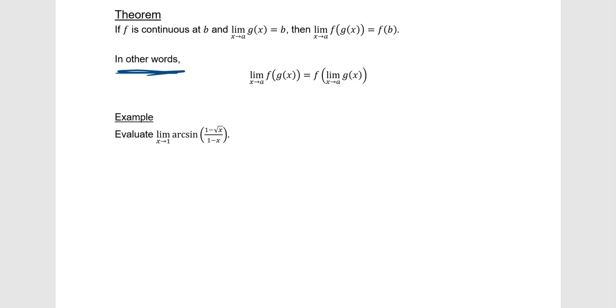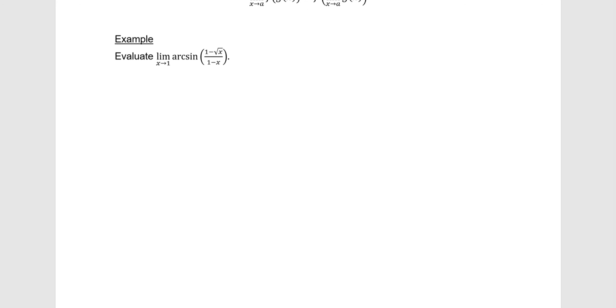In other words, if we're doing the limit of a composite function, f of g of x, as x approaches a, what we can do is we can essentially bring that limit inside and do the limit as x approaches a of g of x, and then do f of whatever was remaining. So let's see an example here. It's easier than it looks. Let's evaluate the limit of arc sine of 1 minus the square root of x divided by 1 minus x as x approaches 1.